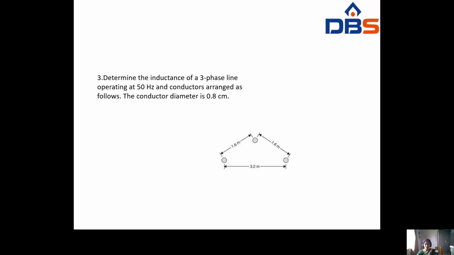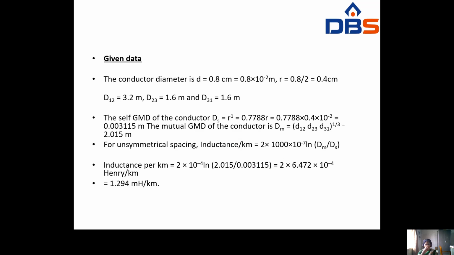Here you have to arrange the conductors A, B, C. Between conductors A and B the distance is 1.6 meters. Between conductors A and C, also 1.6 meters. And between conductors B and C the distance is 3.2 meters. These are all operated at 50 Hz. The diameter of each conductor is given as 0.8 centimeters. Now you have to find the inductance per kilometer, same as the previous one.